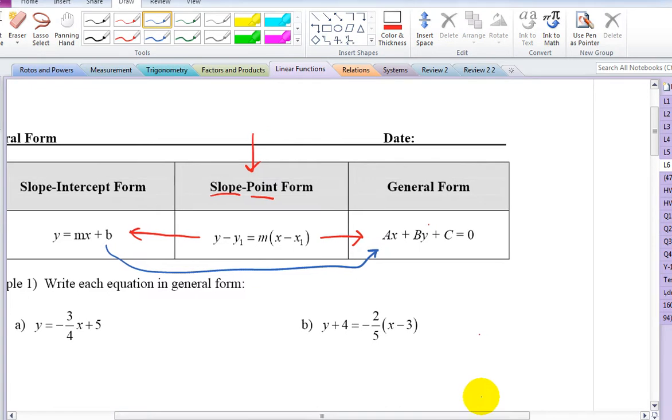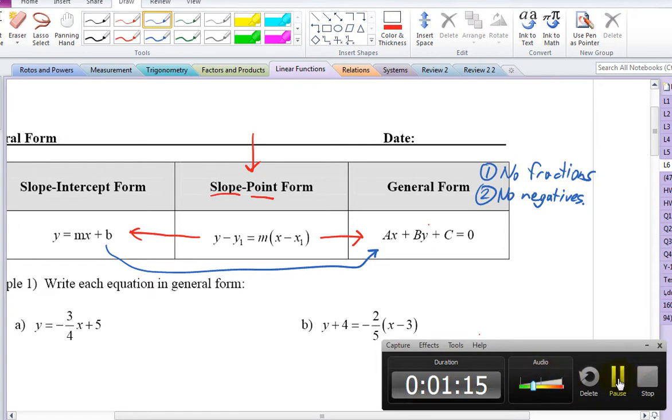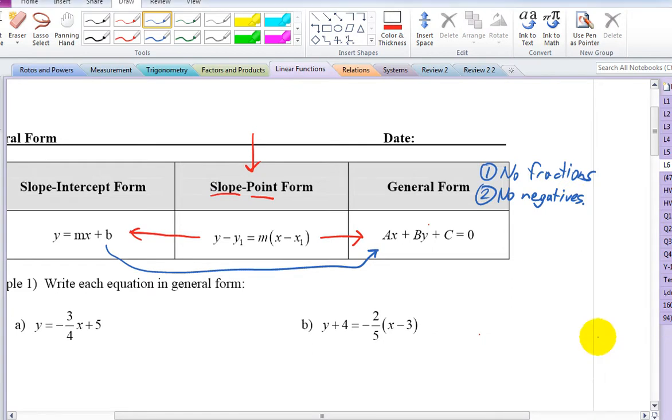So general form has two requirements. Number one, it must equal 0. As well, there can be no fractions. You have to use your multiplication skills to remove fractions, and we are reviewing that today. And number two, no negatives. So no fractions, no negatives. We're going to teach you a couple of tricks to get rid of that. It's pretty straightforward. The more you practice it, you're off to the races.